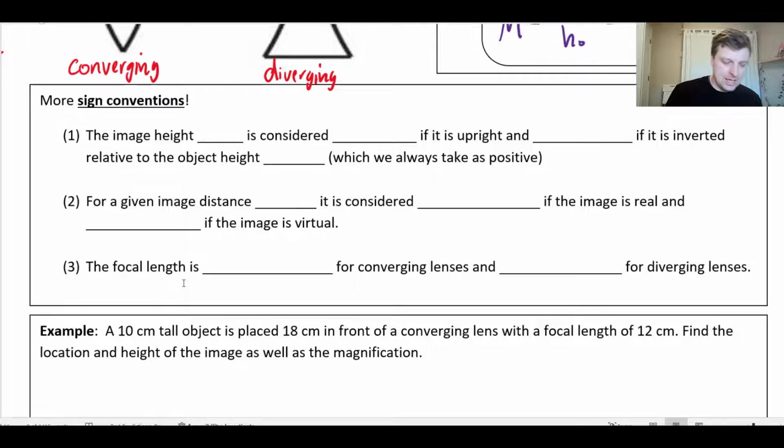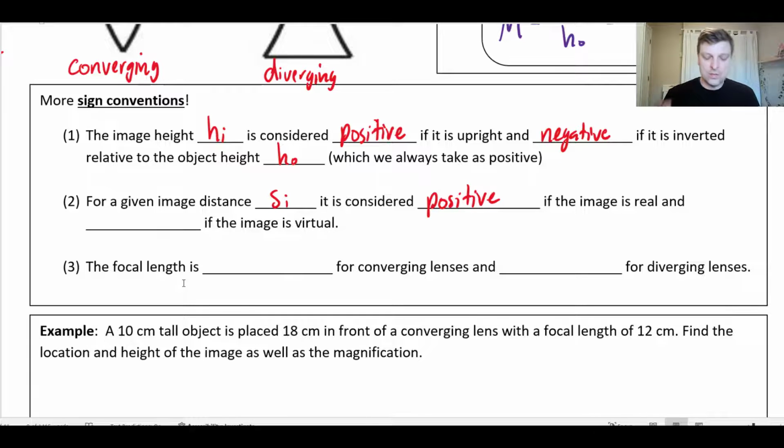Okay, so the height of the image, HI, is going to be considered positive if it is upright. So if we create an image and it's upright, that is a positive height, and it's going to be negative if it is inverted. And by that we mean relative to, of course, the height of the object, HO, which we're just going to always assume is positive. And for a given image distance, which is SI, it is considered positive if the image is real, and negative if the image is virtual.